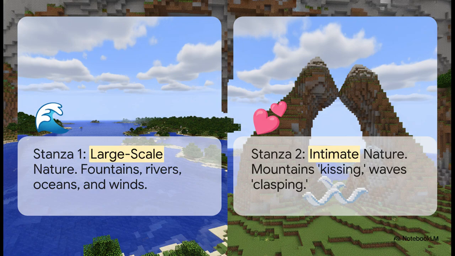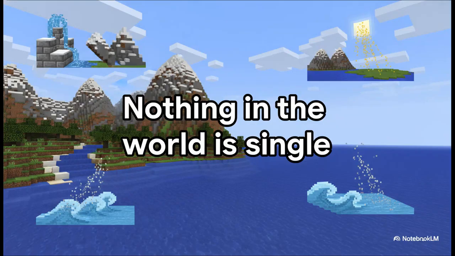Okay, this is where it gets really clever. Shelley structures his argument just brilliantly across the two stanzas. He kicks things off in a big way in stanza 1. We're talking huge, epic stuff, like fountains flowing into rivers, rivers into oceans, winds mixing forever. It feels vast, cosmic. Then, bam! In stanza 2, he zooms right in, making it all personal and intimate. Mountains kissing, waves clasping. It's such a smart move, shifting from this giant scale right down to something up close and personal. And this just hammers his point home, again and again.